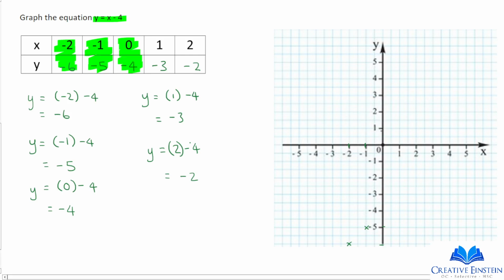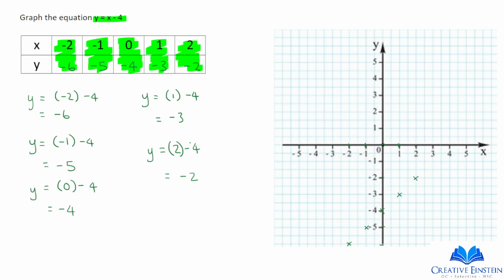0, -4. So when x equals 0, y equals -4. So that's our point there. 1, -3. X equals 1, y is -3. That's our point. And our last one is 2, -2. So x equals 2, y equals -2. And that's our point. So again, remember, you need to make sure that you use a ruler and you extend beyond your points.